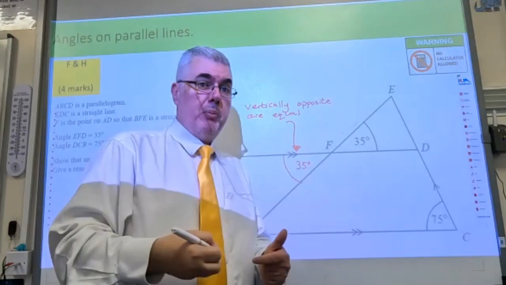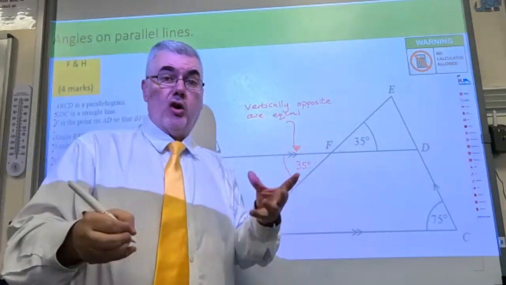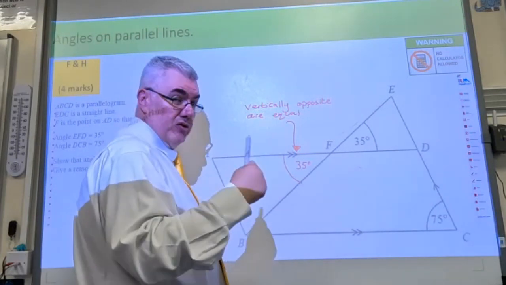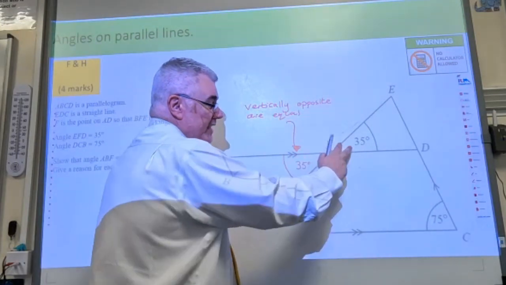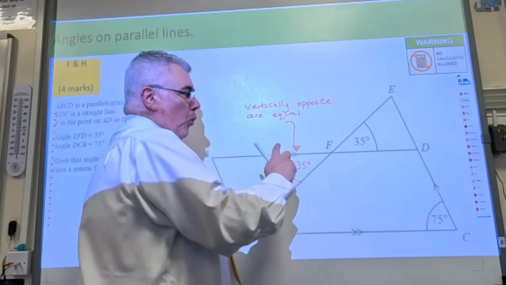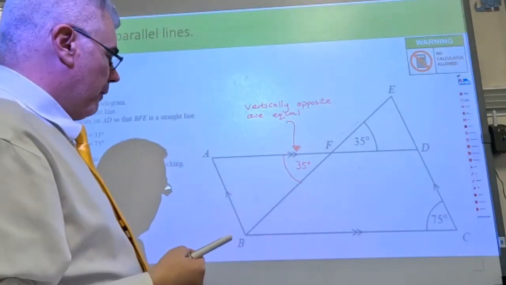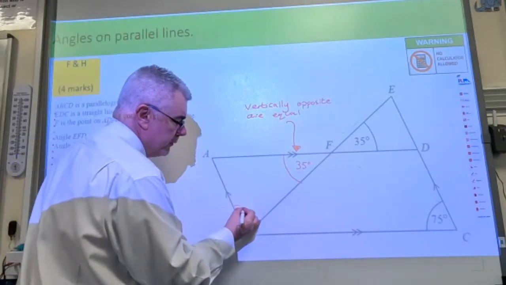The word equal is very important. Leave the word equal out, it means nothing. You're just saying they're vertically opposite. We need to let Mr. or Mrs. Examiner know that these angles are the same. We've marked it on, but let's put it in words as well. We need to show every step of our work, and we're aiming to find this one.